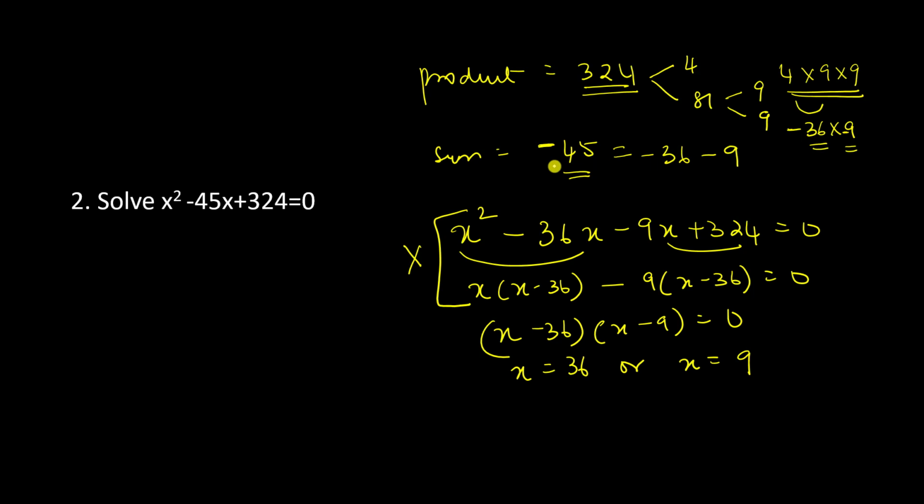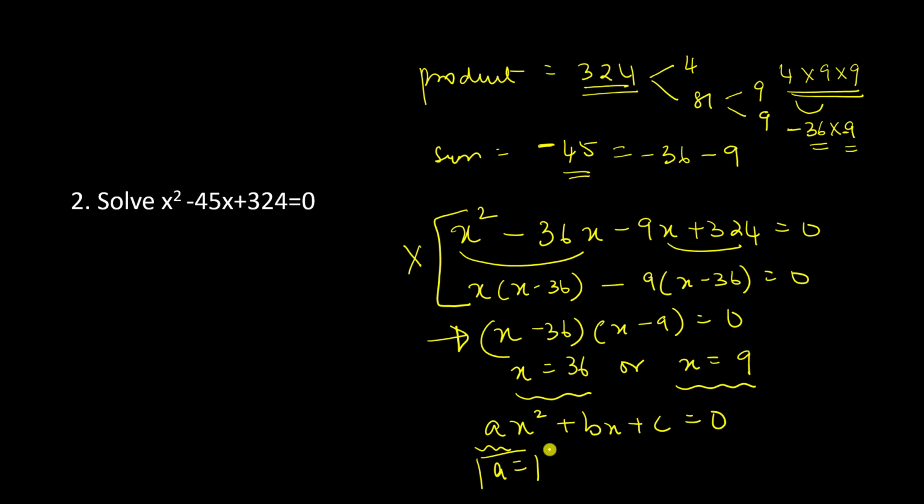Once you get minus 45 is minus 36 minus 9, directly write the quadratic as x minus 36 times x minus 9 equals 0, giving you x equals 36 or x equals 9. However, please remember that this is only valid when you have a quadratic equation in the form ax square plus bx plus c equals 0, where the value of a is equal to 1. In that case, these steps where you're showing the splitting of the middle term can be skipped.